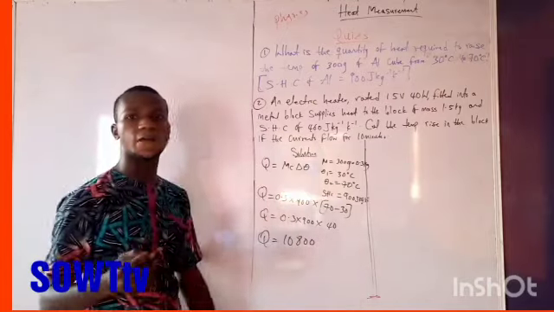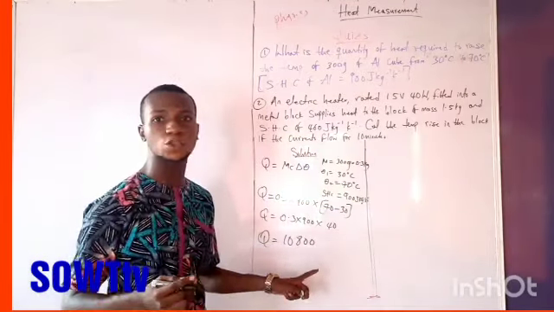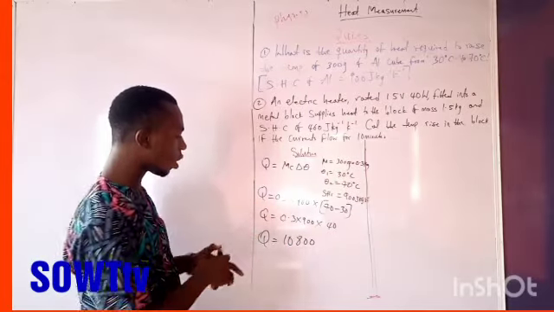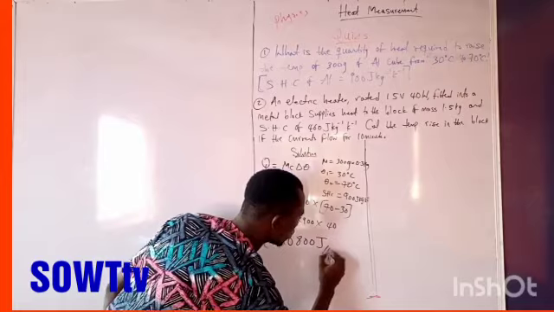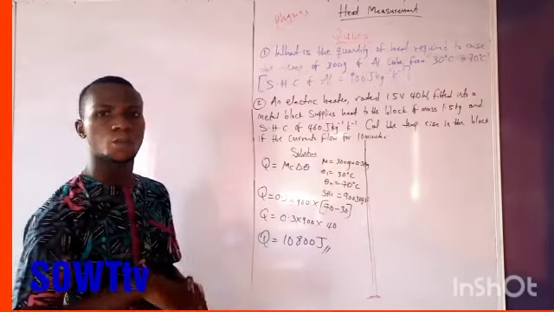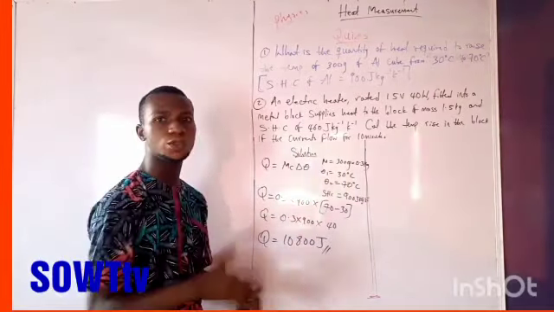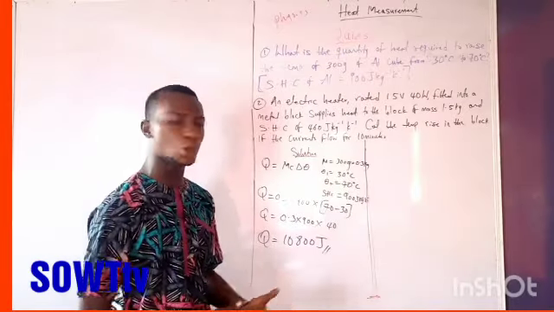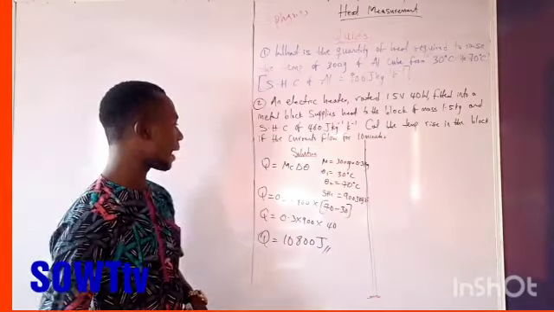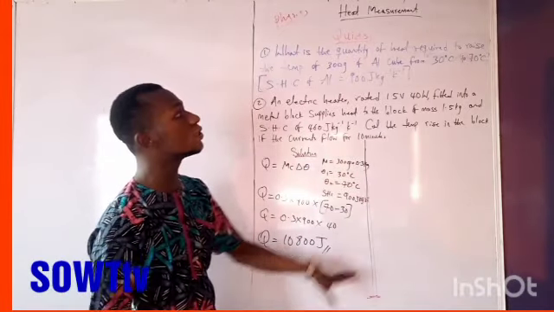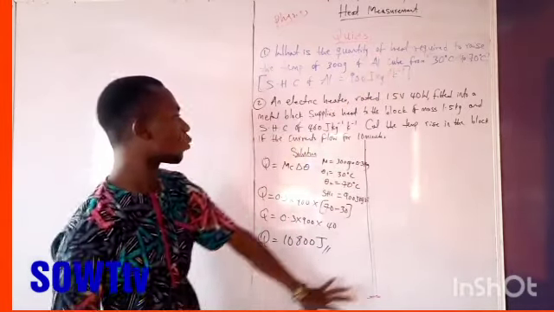10,800. So after you get your final answer, don't forget to put your units. The unit is measured in joule, so joule is the final answer. If you want to put your answer in standard form, you can do it, or in kilojoule, megajoule, or picojoule. So this is the final answer for quiz number 1.